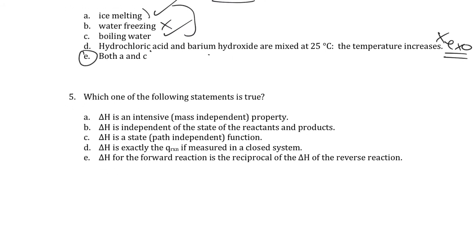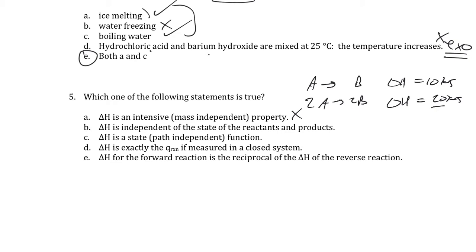Which of the following statements is true? Delta H is an intensive mass-independent property. This is false. Delta H of a reaction, like A goes to B, let's say delta H is like 10 kJ. If you have 2A goes to 2B, delta H is now 20 kJ. So we've doubled the magnitude.